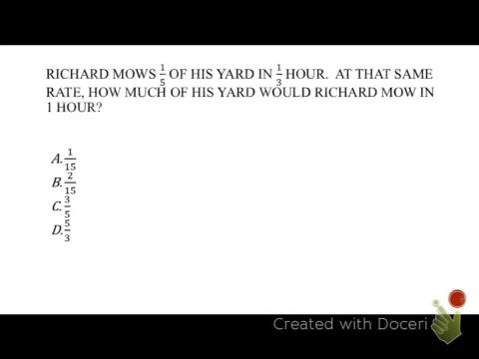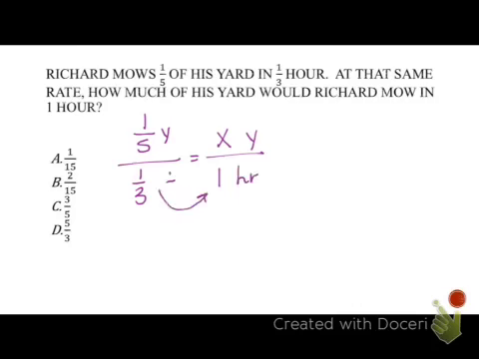Richard mows 1/5 of his yard in 1/3 of an hour. At that same rate, how much of a yard would Richard mow in 1 hour? You can set up a proportion for this relationship, stating that 1/5 of his yard over 1/3 hour would be how much of his yard in 1 hour. You can see that to get from 1/3 to 1, you would divide by 1/3. So you would do the same to the numerator.